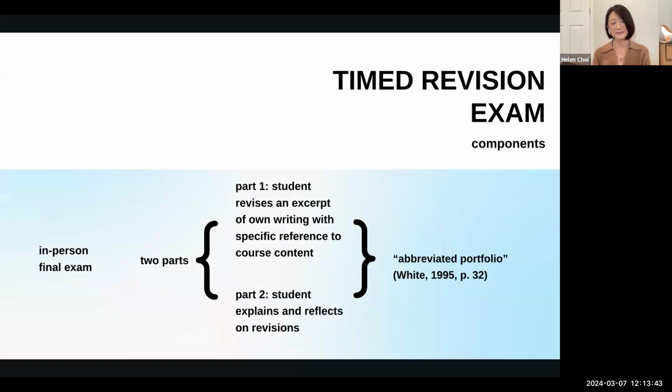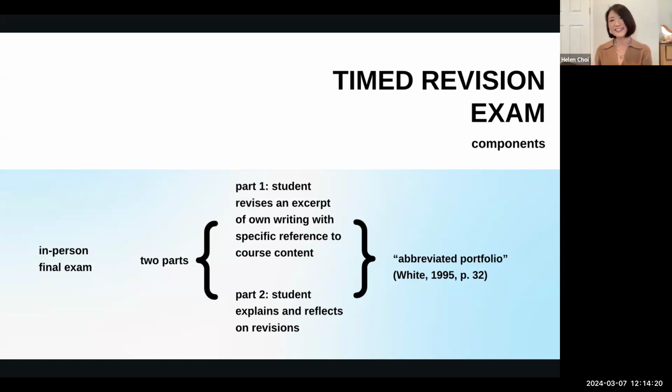So I came up with this idea, and it's not my idea. I took it from lots of other writing instructors, but it's a timed revision exam. It would be the final exam in lieu of rewriting all of those portfolio papers. So it's the final exam, closed book, and it's two parts. Part one, a student will select an excerpt from their own writing previously submitted, and they will revise it, applying the principles that I'm asking them to think about during our course.